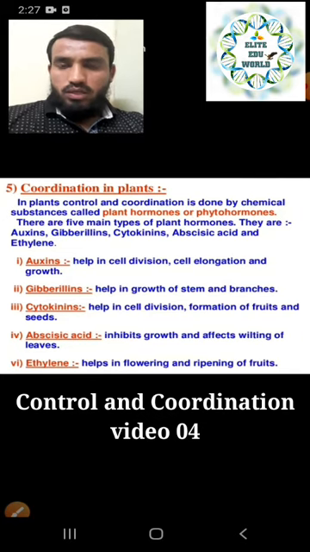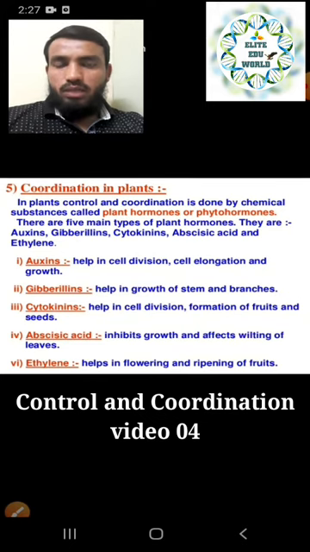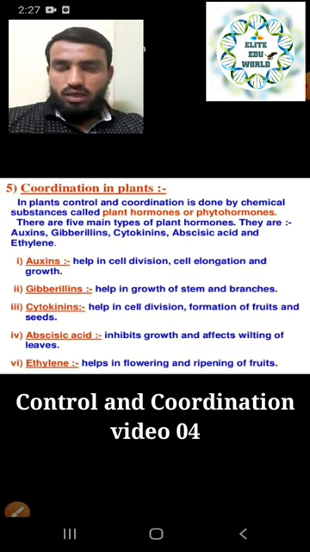The second hormone is gibberellin, which helps growth of stem and branches. A stem doesn't require more and more growth, and neither do branches, compared to the tip of the plant. So how much the stem grows, and in which direction the stem or the branches have to grow, is controlled by this hormone.